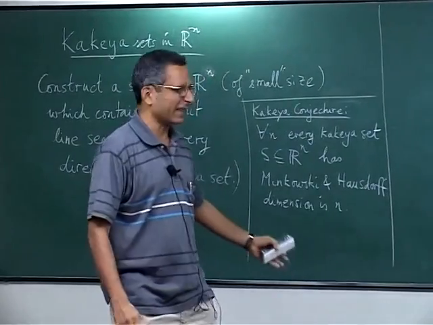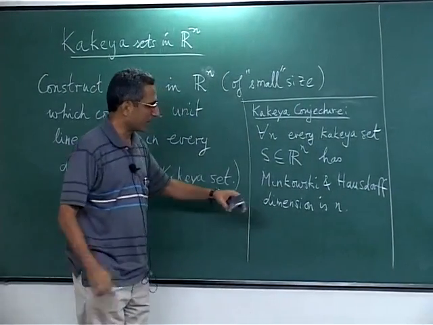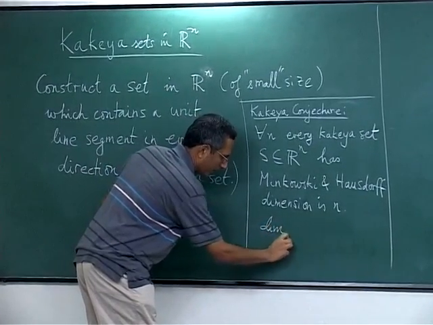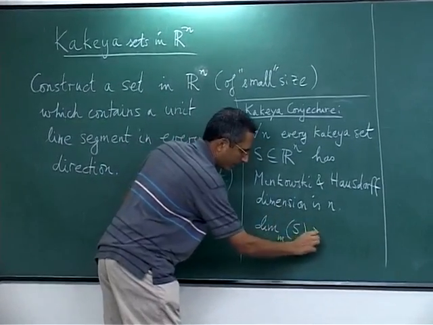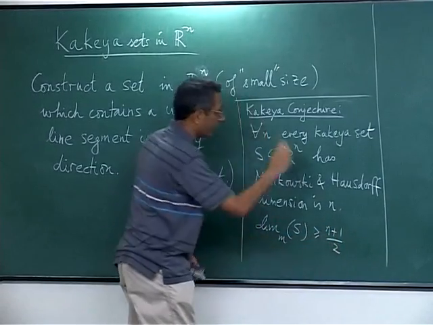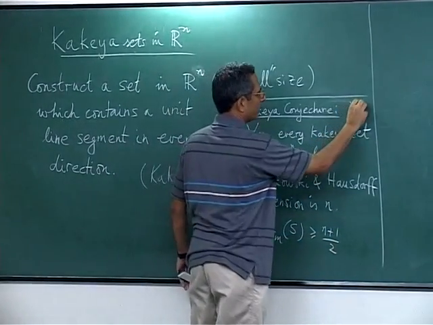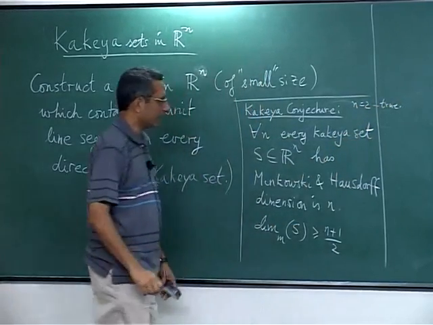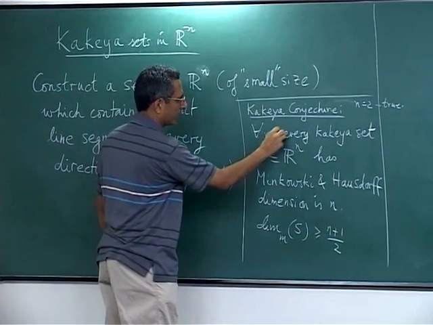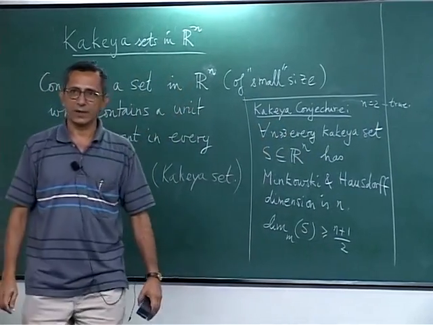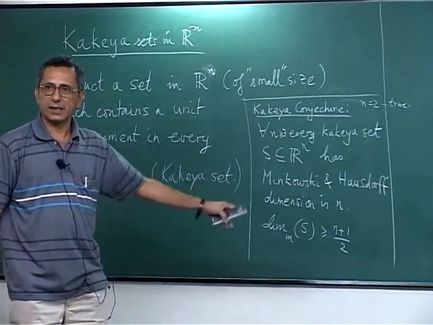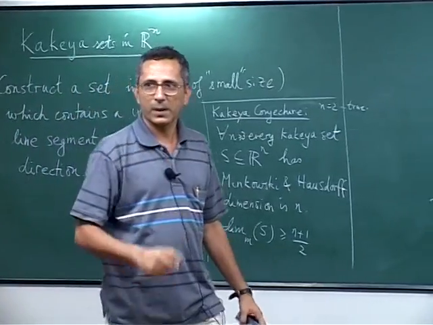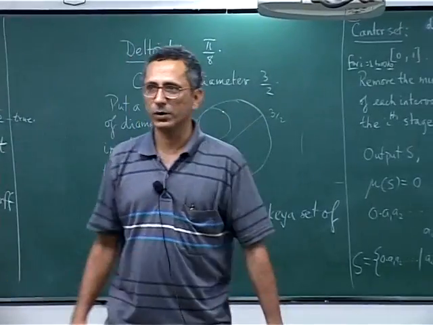Anyway, it's a technical statement, and the best bound that people have achieved for the Minkowski dimension as well as the Hausdorff dimension is n plus 1 over 2. For n equal to 2 it's settled, it's known to be true. The real problem is for n greater than or equal to 3. For n greater than or equal to 3, n plus 1 over 2 is the best that's known.